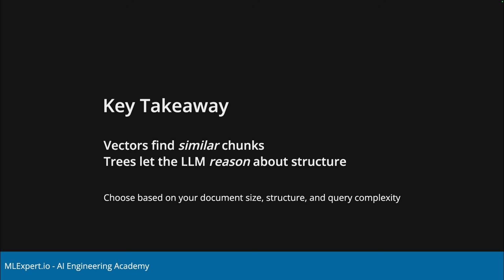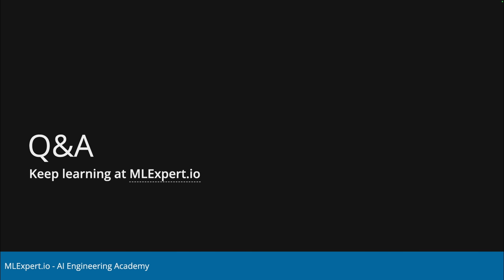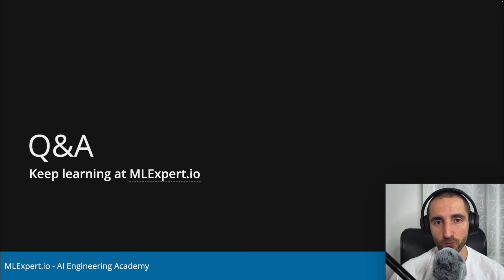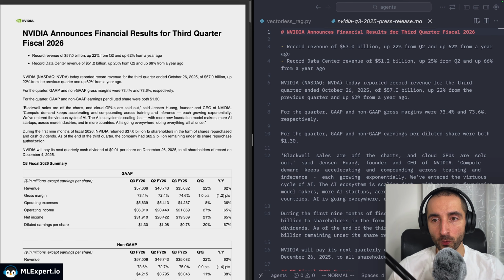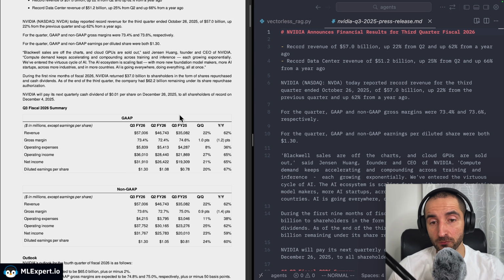And of course, there are pros and cons, as we have discussed, to all of them. Now, let's try to implement this and see how it works in practice. We're going to be working with one of the latest NVIDIA financial statements. Here on the left, you can see the original PDF file that we're going to be using.